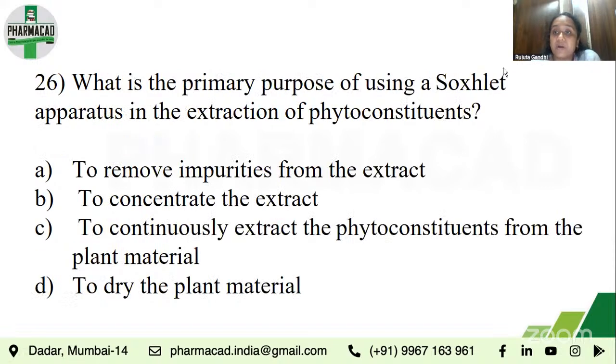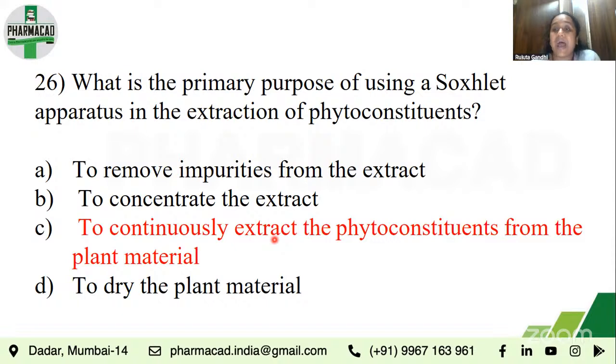What is the primary purpose for using a Soxhlet apparatus in the extraction of phytoconstituents? Everywhere we see that generally the most used apparatus is Soxhlet. So what is the primary purpose for using Soxhlet? Is it to remove the impurities, or to continuously concentrate the extract, or to continuously extract? Again, this is very easy. It is obviously C, that is to continuously extract the phytoconstituents. It won't be to concentrate. For concentrating the extract, we generally use a water bath. And to remove the impurities, we have to use another solvent.